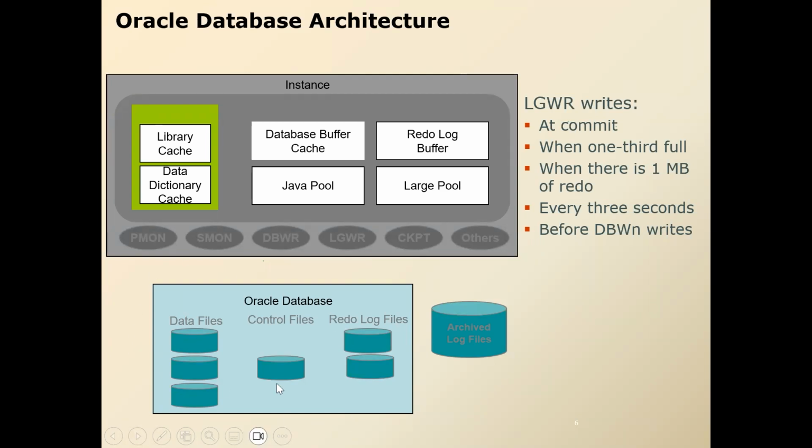Then you have control files. Control files are the files which contain the metadata information. They are the most critical files in the Oracle database. If you lose them, you lose the data in the database. So control files are the most important files at the database level. Then you have redo log files. Redo log files contain the change data. So whatever changes are happening in the database, those changes get written into the redo logs.